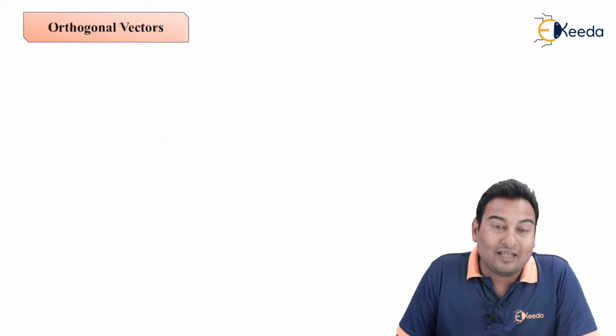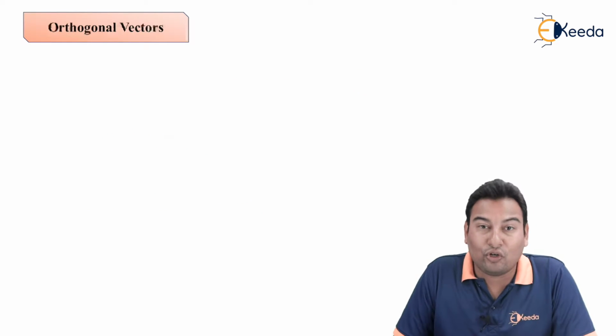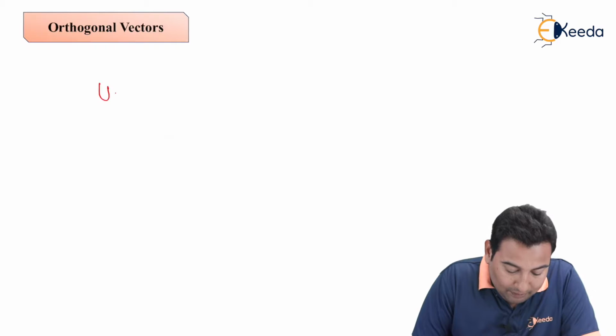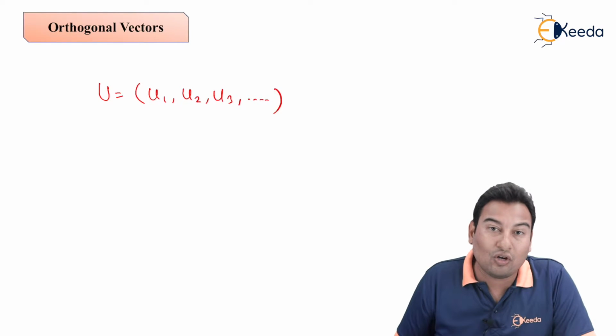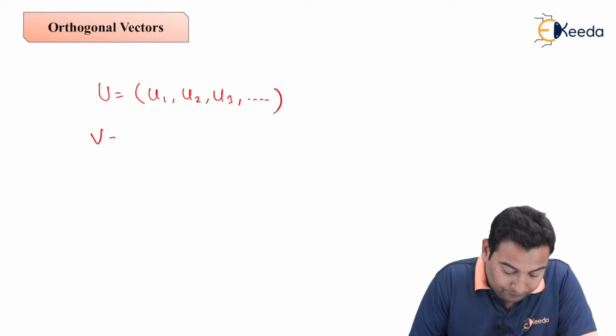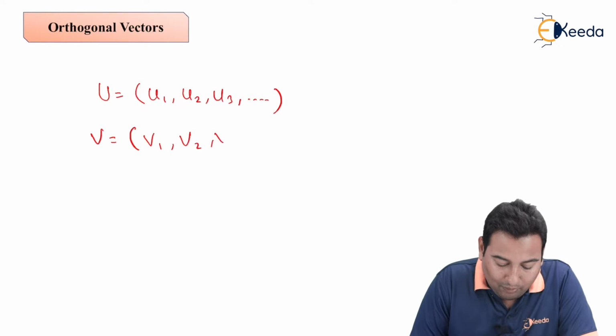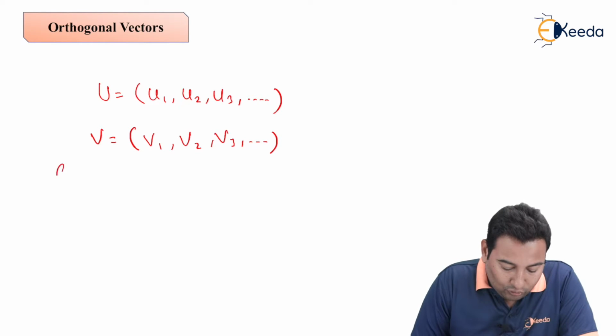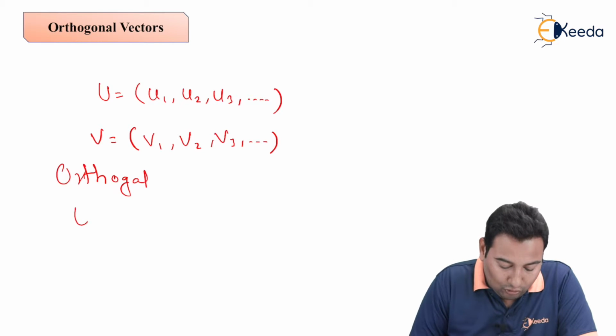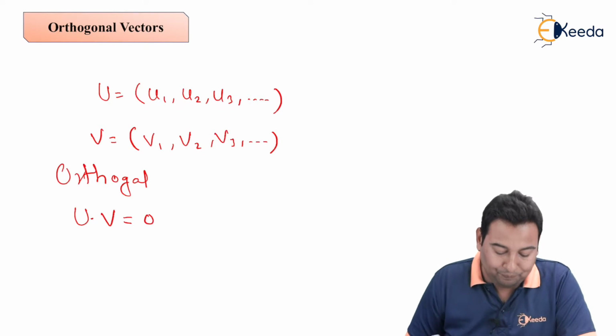Let's start. The first type is orthogonal vectors. It's very simple. Suppose there are two vectors. Let's say u is equal to u1, u2, u3, dot dot dot, and we'll always talk about n-dimensional vectors. And suppose v is v1, v2, v3, dot dot dot. Two vectors are said to be orthogonal if their dot product is 0.